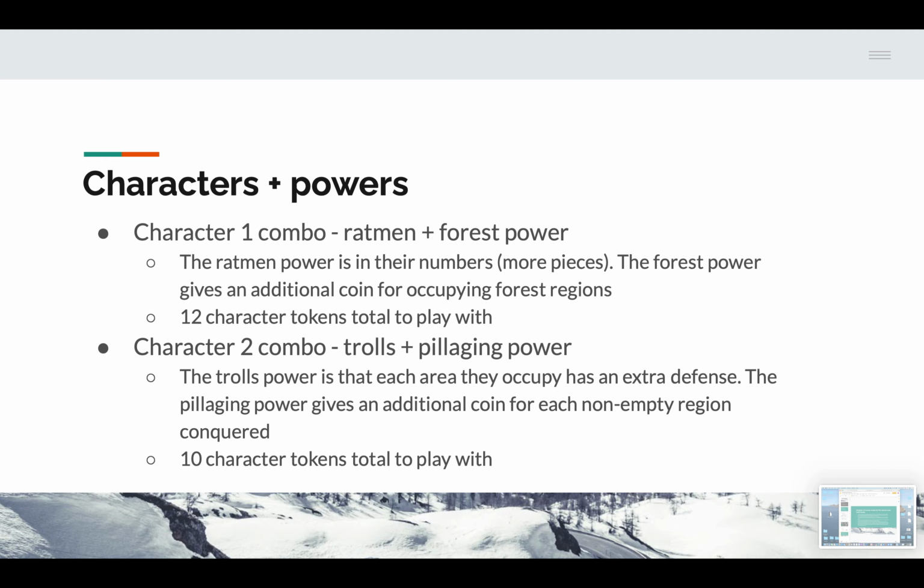Second one is Trolls with the Pillaging power. The Trolls' power is that each area they occupy has an extra defense, and their Pillaging one gives them an additional coin for non-empty regions.